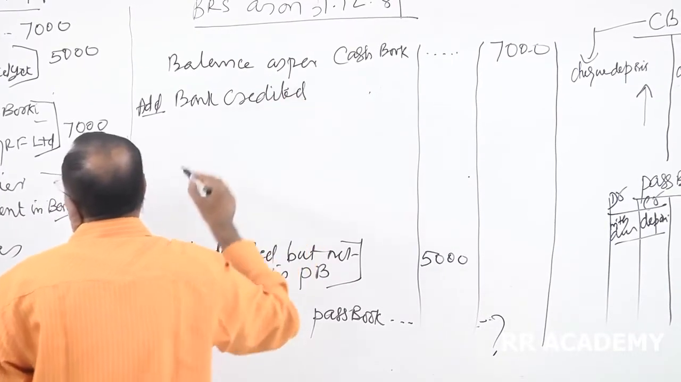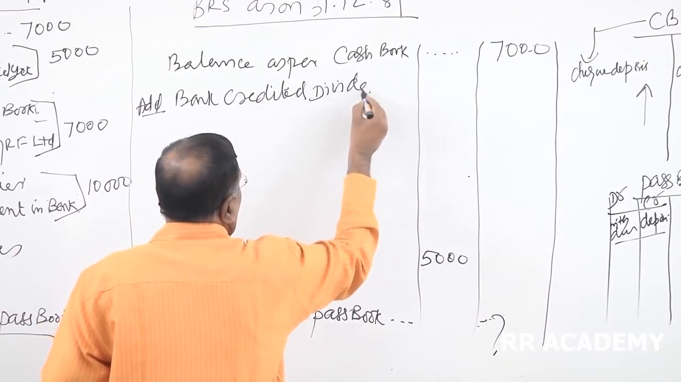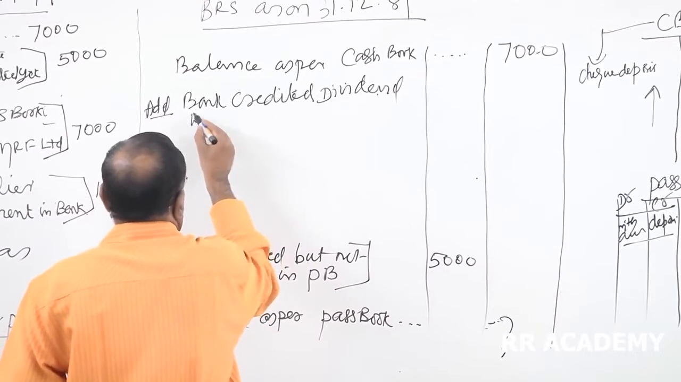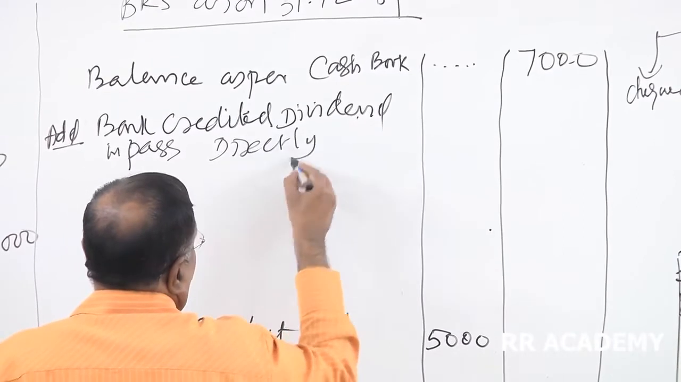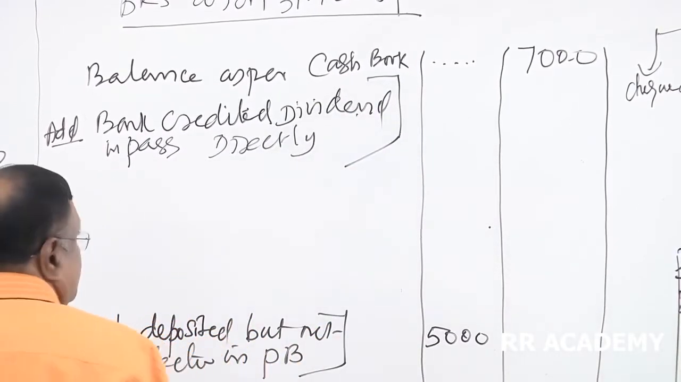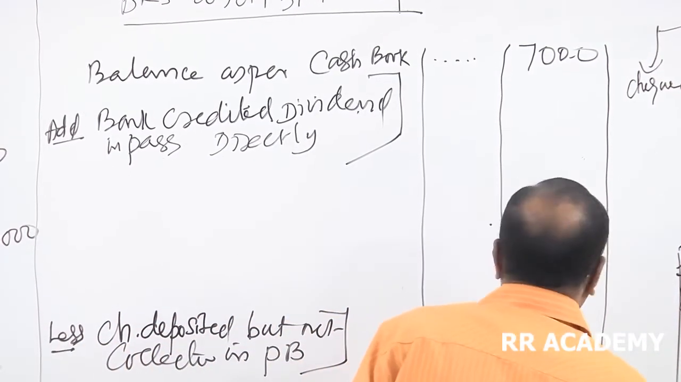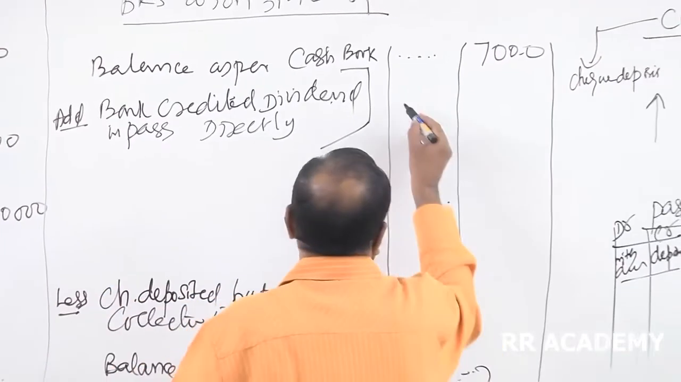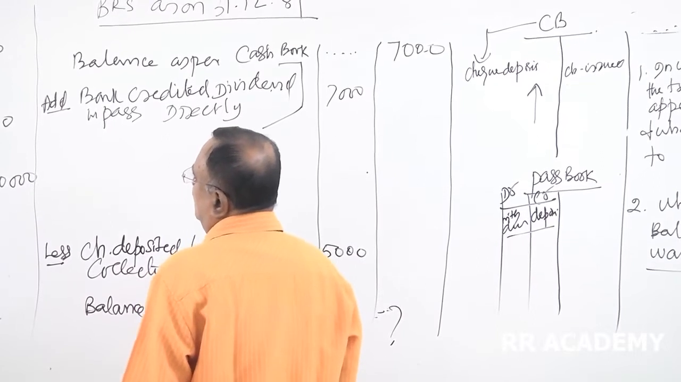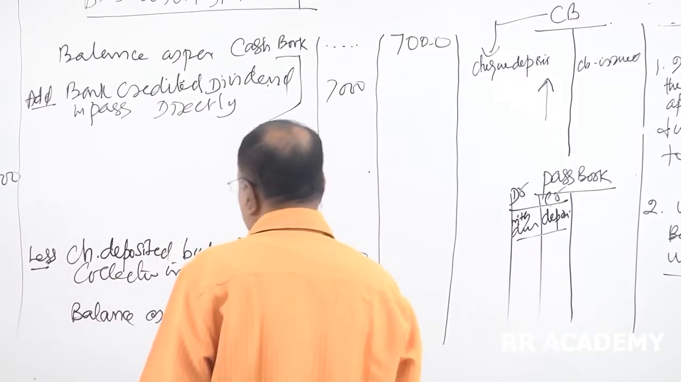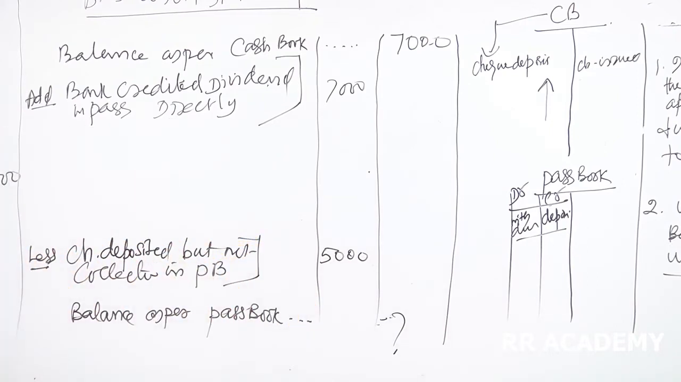Bank credited a dividend in the passbook directly, because as per our instructions, certain amounts will go to the passbook directly. That I will write later. That amount is 7,000. Over, friends. First one over, second one over.